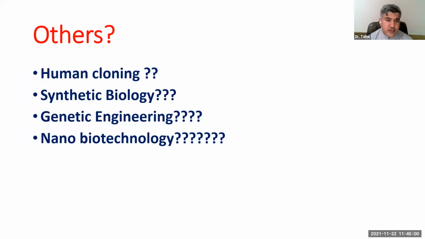And there are other issues with modern science: human cloning, synthetic biology, genetic engineering, and nanobiotechnology. The combination of all these convergent technologies can lead to many benefits, but at the same time, on the dual side, we need to regulate them in a sense that the benefits are maximized and the risks are minimized.